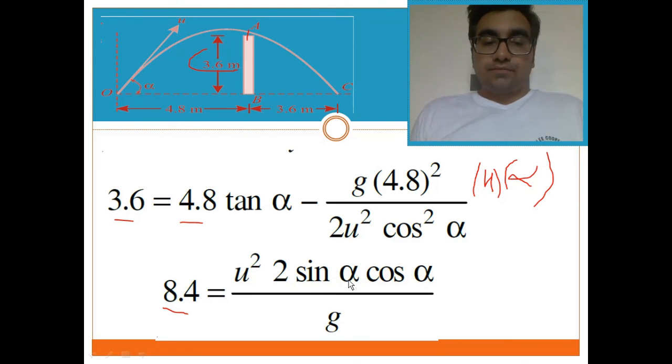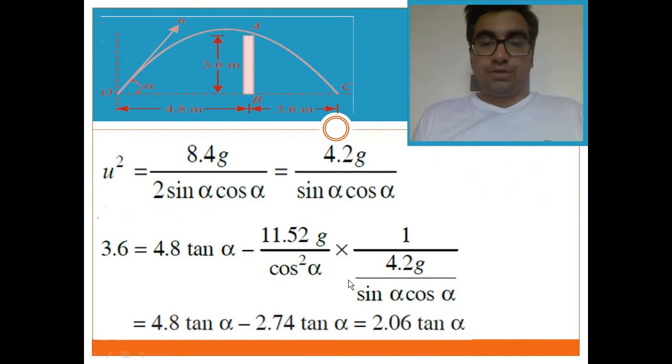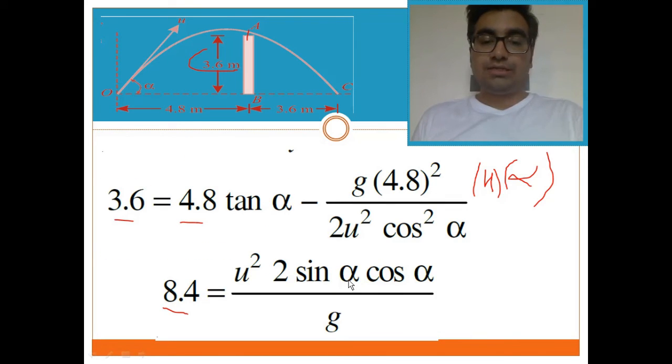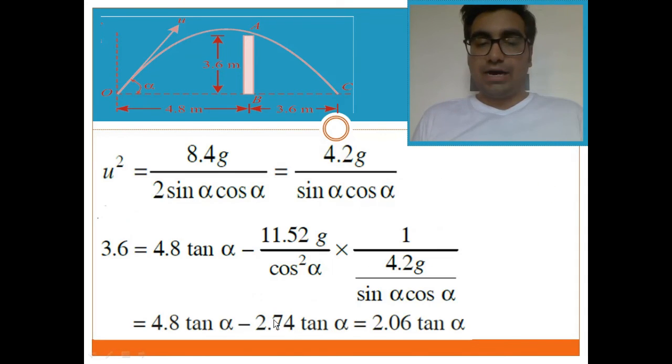So once we substitute this and we take that in the form of u square, I use this equation and I take this in the form of u square, and I got u square is equal to 4.2 g upon sin alpha cos alpha.